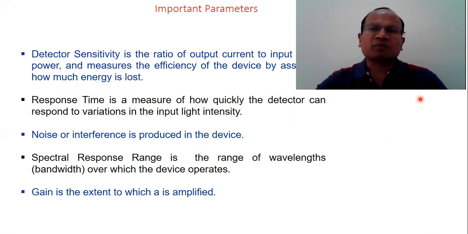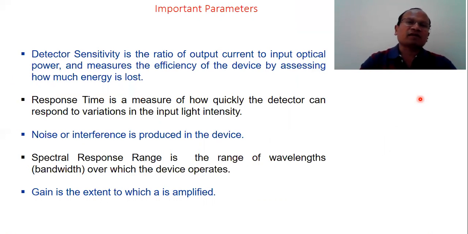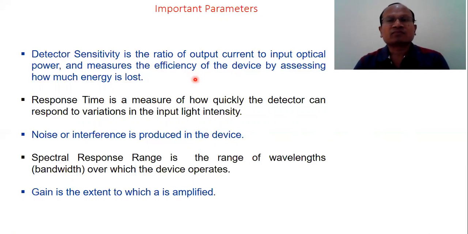When we talk about optical detectors, there are some important parameters. When we talked about optical sources, we also discussed parameters, and quantum efficiency is the most important parameter there: when you provide some electrical input, how many photons or how much light is generated. Similarly, in the analysis of an optical detector, there are some important parameters, like detector sensitivity, which is defined as the ratio of output current to input optical power, and it measures the efficiency of the device by assessing how much energy is lost.